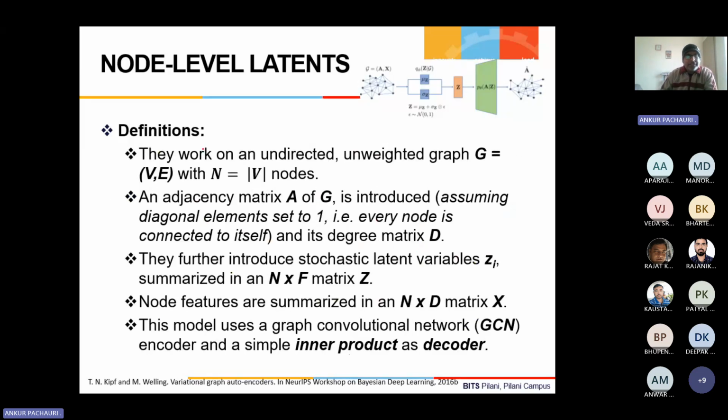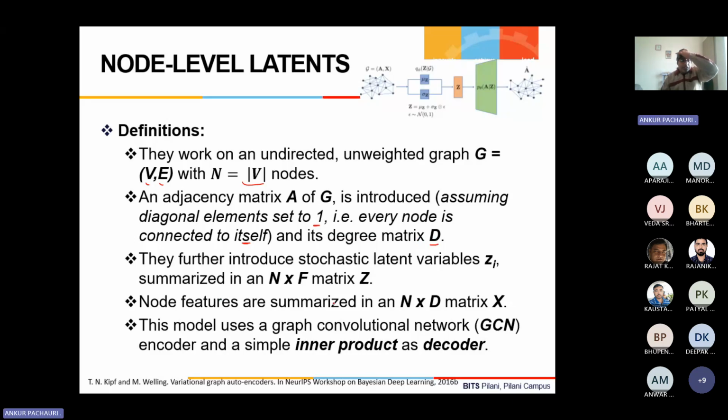So the definition is, they work on an undirected, unweighted graph with vertex set V and edge set E. N is the mod of V, meaning the number of nodes in the graph. Adjacency matrix A of G is introduced, assuming the diagonal elements are set to 1. So all the diagonal elements are set to 1, that is, every node is connected to itself. And its degree matrix is D.